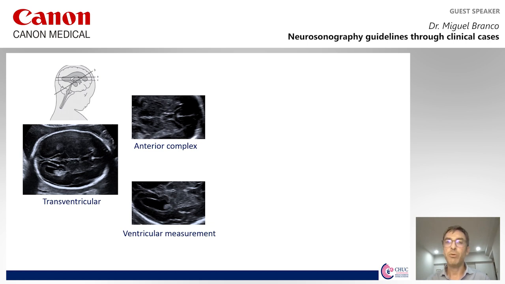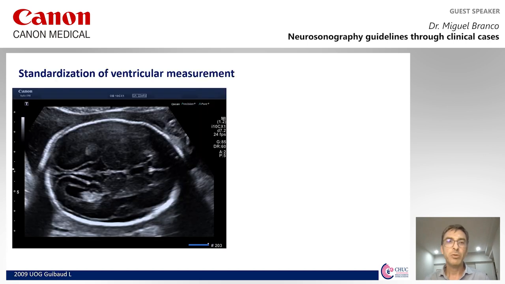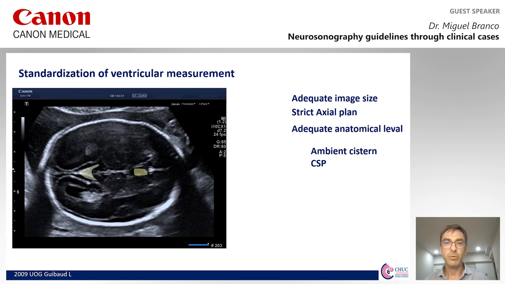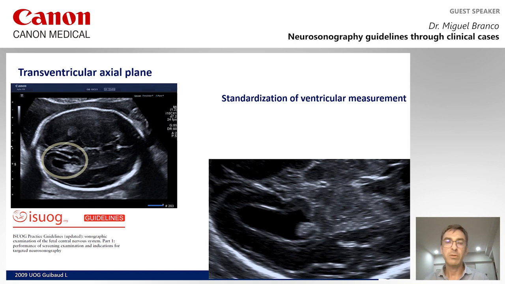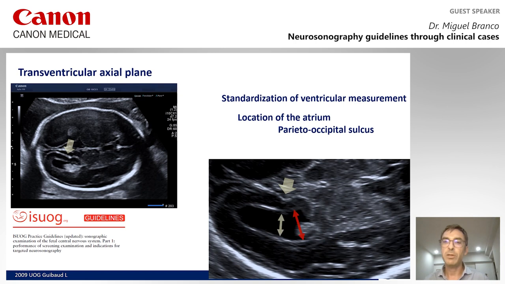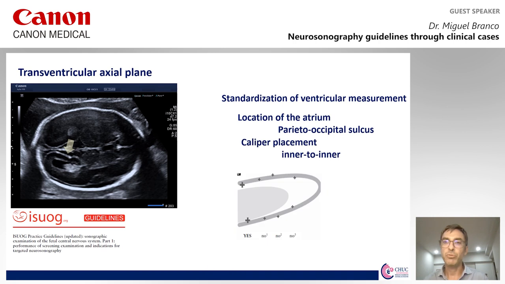Ventriculomegaly, which is a measure over 10 millimeters, is a marker of abnormal cerebral development. In order to avoid overestimation and false positives, we should have a standardized ventricular measurement with a strict axial plane, with anatomic references on the image, the ambient cistern and the CSP, and we should locate the distal atria, identify the parieto-occipital sulcus, and place the caliper at this level. The caliper should be placed inner to inner, and we should have a measure inferior to 10 mm.